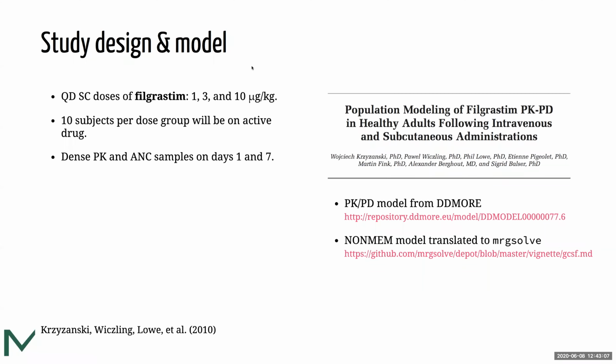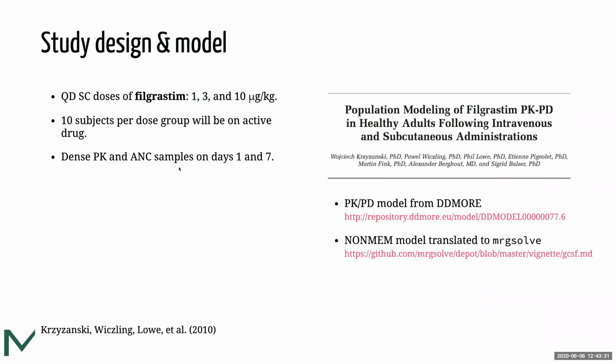The drug is real, the model is real, but this study that I'm presenting here is fictional. I'm going to suppose we have daily subcutaneous doses of filgrastim at initially these 3 dose levels: 1, 3, and 10 micrograms per kilogram. And in this study, we'll have 10 subjects per dose group.